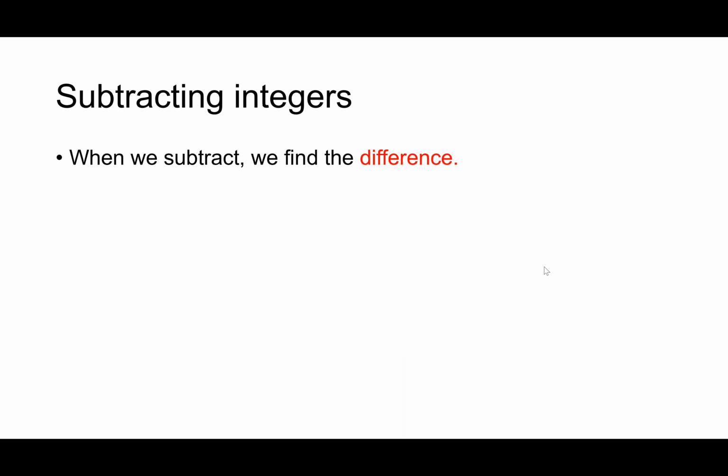What's the difference between 10 and 2? What is it, guys? 8, right? What's the difference between 5 and 3? What's the difference between 5 and negative 3? Sorry, what's the difference between 5 and negative 3? 8. Yeah, so think about a number line. Here's 0. Here's 5. Here's negative 3. Here's the difference. What's the difference? It would be 8. Okay, so stop thinking of subtraction, start thinking of difference, okay?